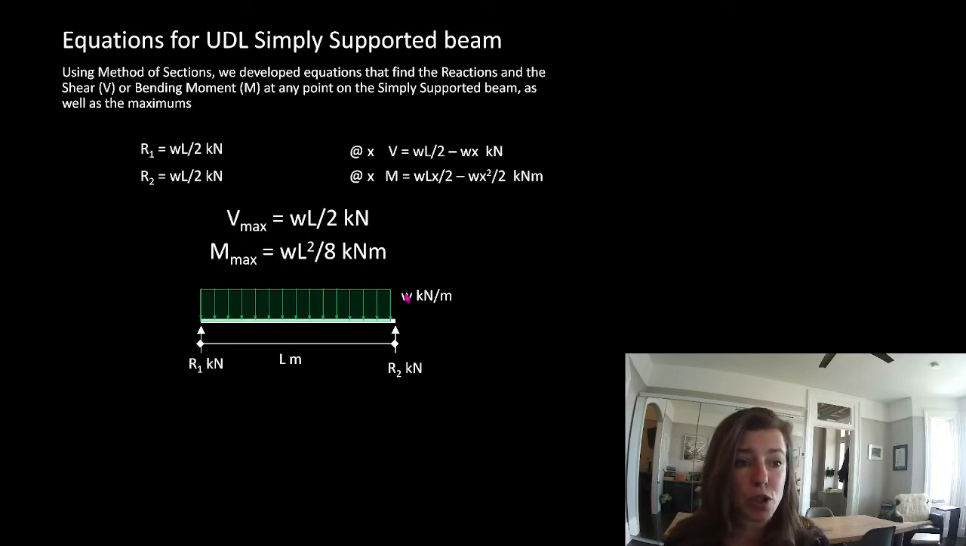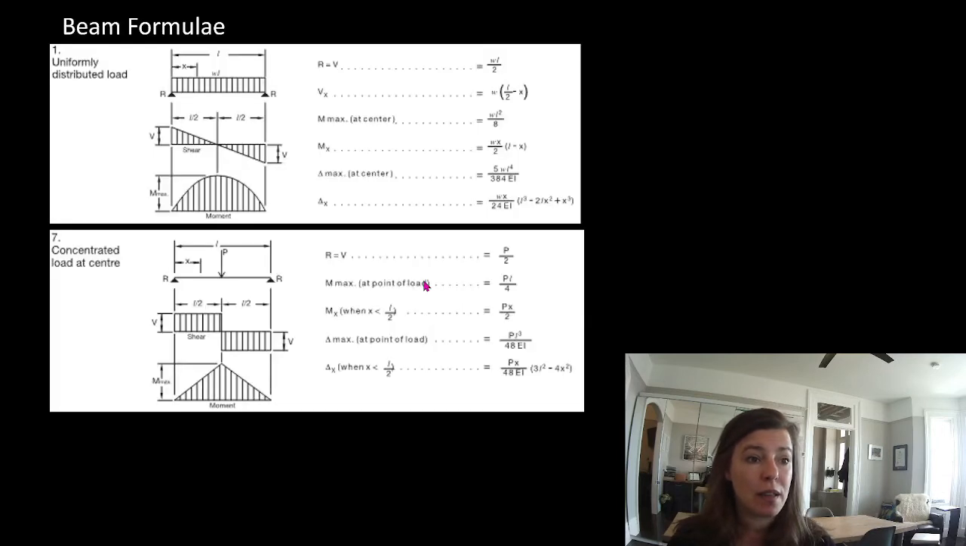For a uniformly distributed load, we can find now what the worst case shear is and the worst case moment very quickly. In fact, it seems like for most of these beams, somebody's probably done exactly what we've done a bunch of times. Look at this. Uniformly distributed load. We've got length. We've got W. We have some unknown length X. R equals V is WL divided by 2. So the load times the length divided by 2.